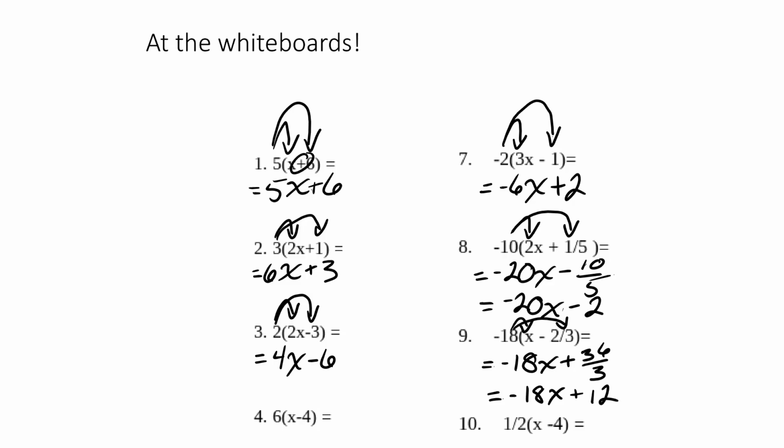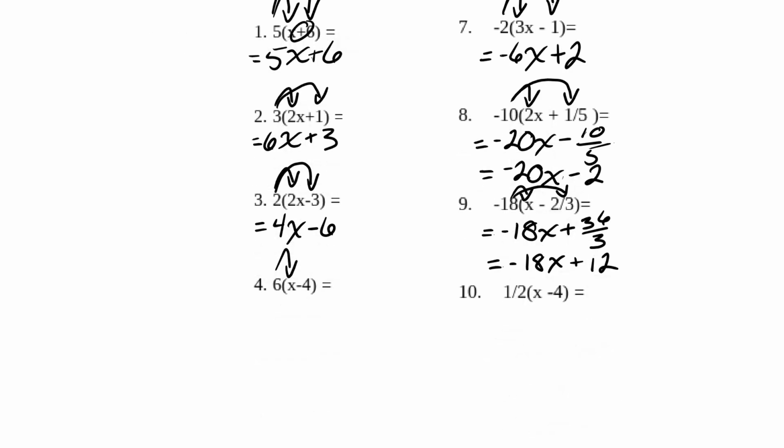Oh, and I didn't see these two down here at the bottom. 6 times x gives us 6x. 6 times minus 4 is minus 24. And 1/2 times x is 1/2 x. And then 1/2 times minus 4 is negative 4 over 2. So we end up with 1/2 x minus 2.